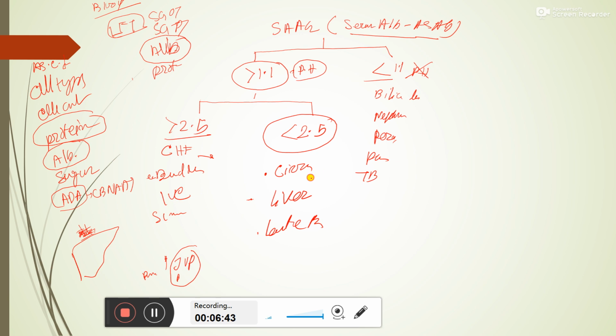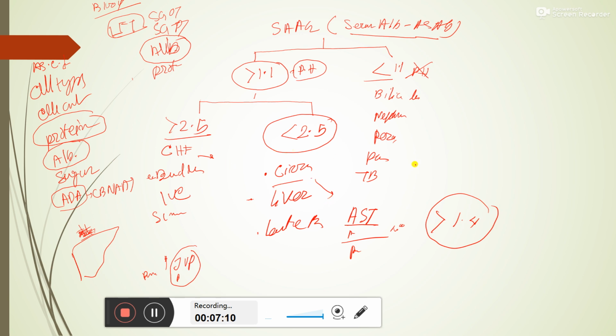And in case of cirrhosis, you can evaluate from the blood using the APRI score. The APRI score is the AST divided by the upper limit of AST, divided by the platelet count, into 100. So if the APRI score is more than 1.4, you will suspect that fibrosis is there.